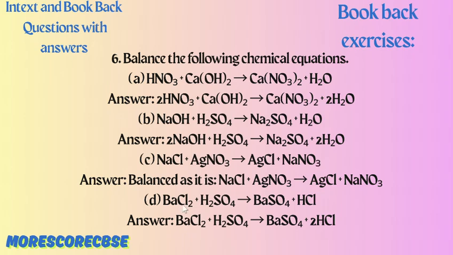Next, barium chloride plus hydrogen sulfate becoming barium sulfate and hydrogen chloride. So here also we are adding only 2 molecules here. Others are all balanced.